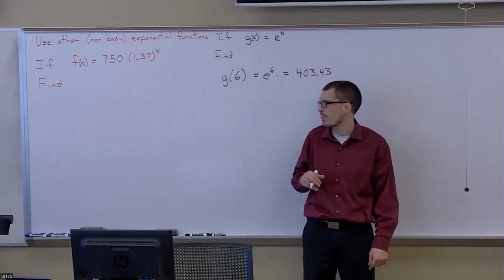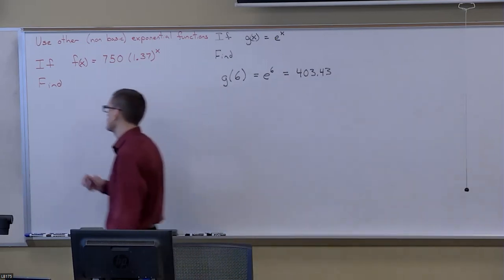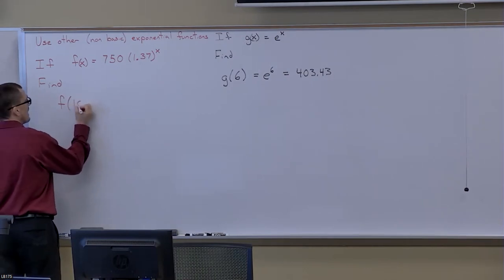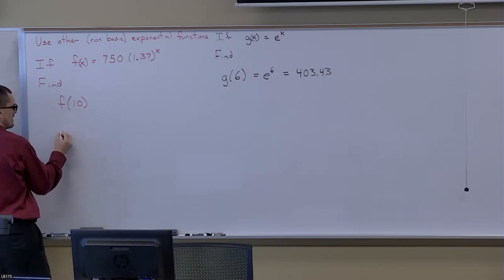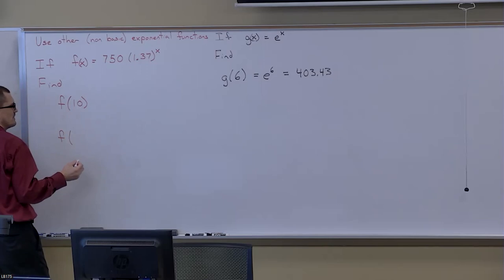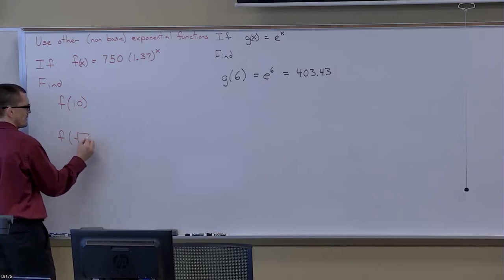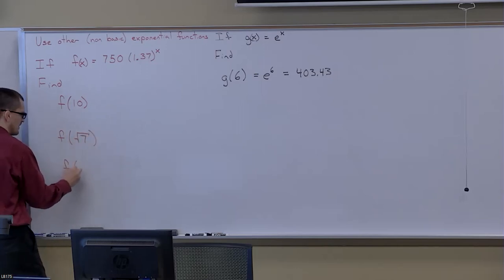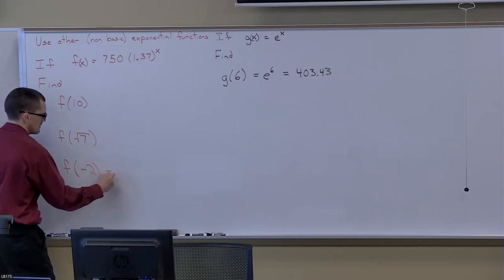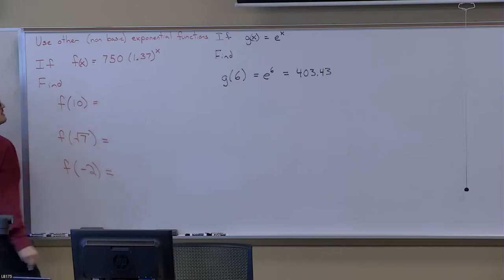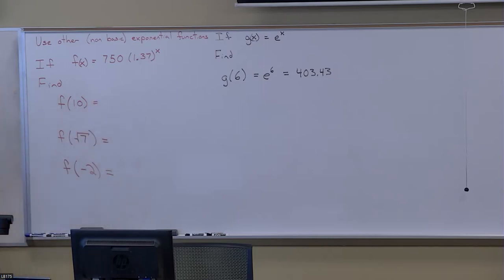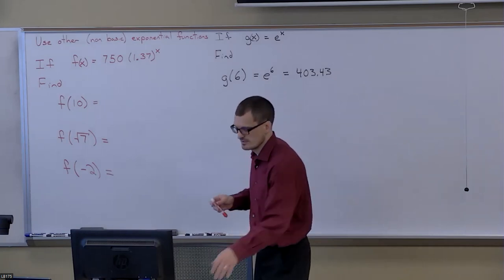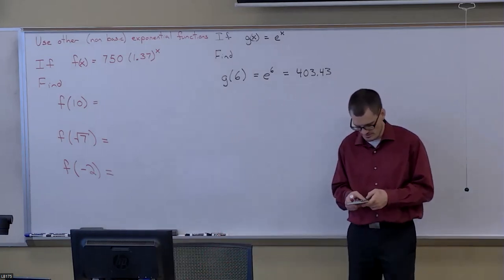All right. But we can still calculate just as easy. So take f of, I don't know, 10. We'll calculate that. Let's calculate f of square root of 7. And let's take f of -2. Try to calculate that on your own by plugging it into your calculator. Just practice plugging it into your calculator, essentially.